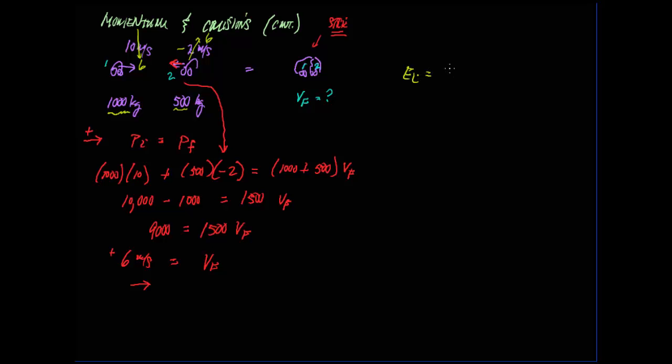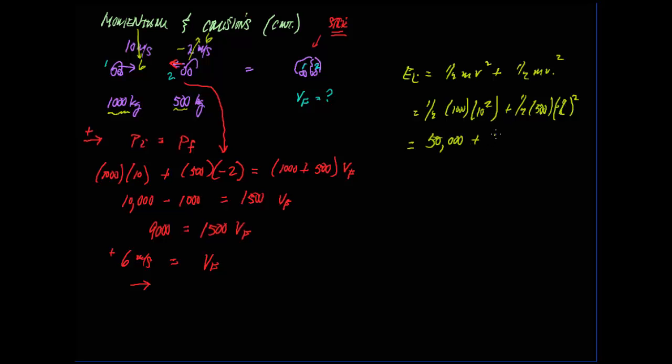While we have a few moments, that's going to be half mv squared plus half mv squared initially. Half of 1,000 times 10 squared, plus half of 500 times 2 squared. Now it's -2 here, but since it's squared it falls out. Half of 1,000 is 500, times 100 becomes 50,000, I believe. Plus half of 500 is 250, times 4 is 1,000. So that's 51,000 joules of energy.